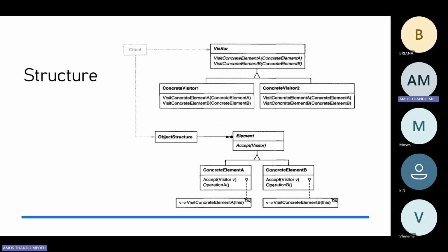Then operation B and operation A: if those subclasses have their own unique operations that they perform, then you can also add them. It's allowed. They're just showing you that that's allowed. Don't think that all your classes should only have the accept method. No, they can have their own other operations.